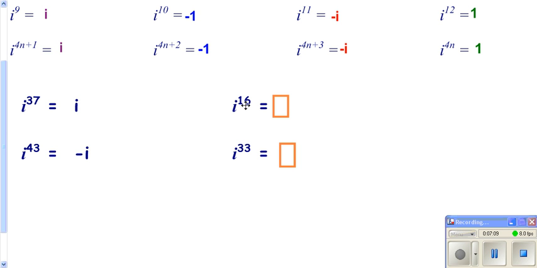Here 16, is that a multiple of 4? Yes, so your answer is just 1. Here you have 33, is that a multiple of 4? No, but it is 1 more than a multiple of 4, so your answer is i.